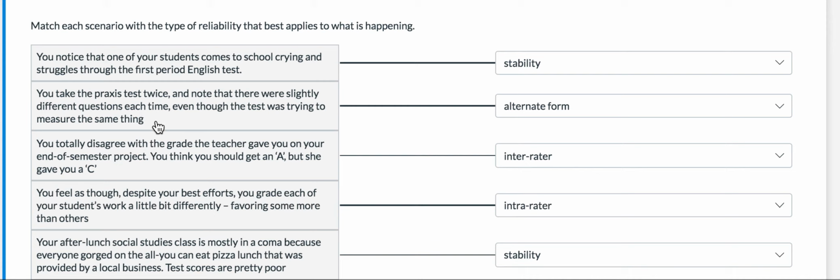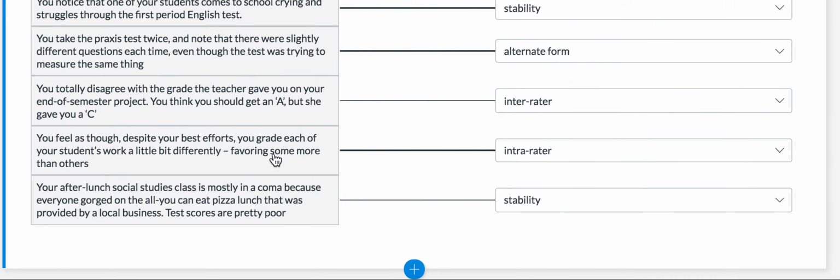You take the practice test twice and notice that there were slightly different questions each time, even though the test was trying to measure the same thing. When we look at parallel forms of a test, that's an alternate form issue. It could be that one test is actually harder or easier than the other. Third one, you totally disagree with the grade the teacher gave you on your end of semester project. You think you should get an A, but she gave you a C. This is an inter-rater issue. You and your teacher are both looking at the same thing, but drawing a different conclusion.